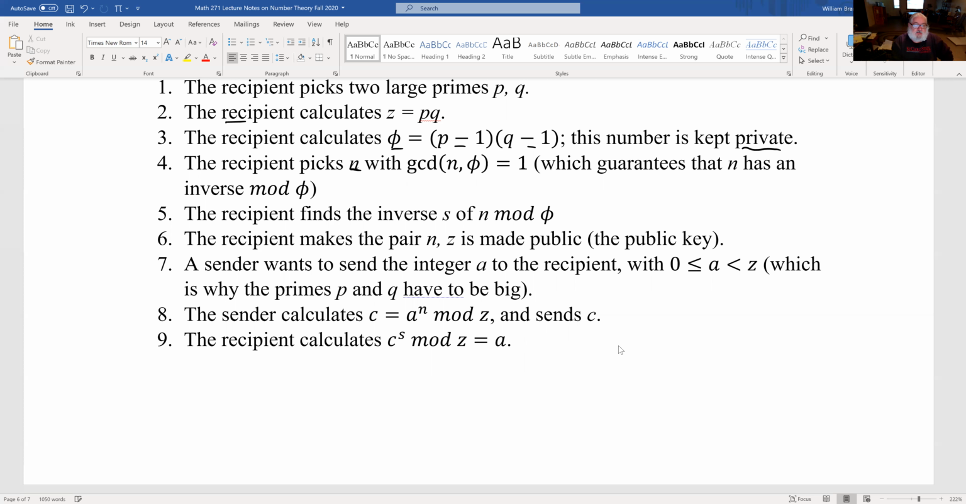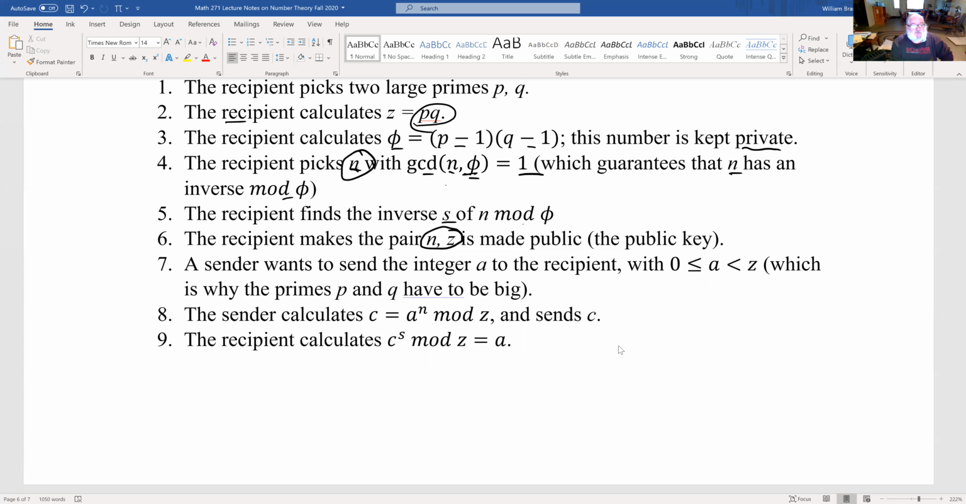So I pick some number n with greatest common divisor of n and phi equal to 1, which means that n has an inverse mod phi. And then I find the inverse of n mod phi. N and Z are made public, so the public knows that. But all you know about n is that it's some number that's relatively prime to phi.